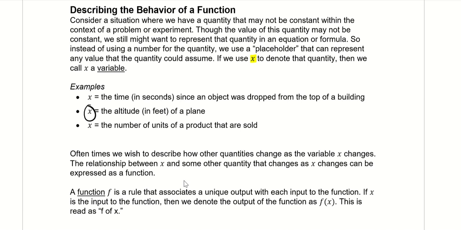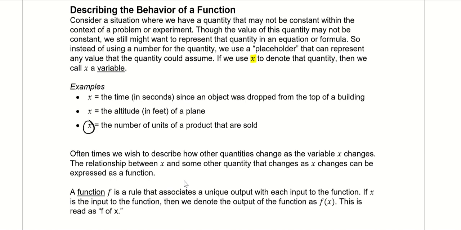We could also have something like the altitude of a plane. So this, of course, will vary depending on where the plane is. Maybe you're in the takeoff process and x is increasing. Maybe you're in the landing process, x is decreasing. It's varying, it's variable. It's different from second 1 to second 2.